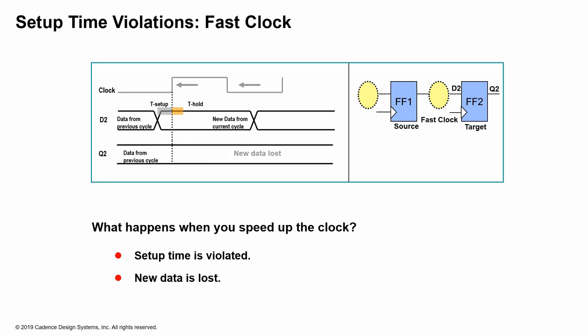The same thing happens when you have a really fast clock. When you speed up your clock, your setup time is violated because now the data becomes slower compared to your clock, and therefore the new data is lost. So for a good functioning circuit, your clock cannot be too fast compared to your data.